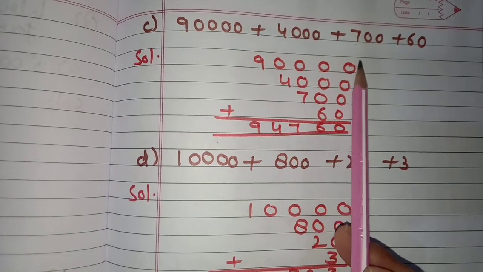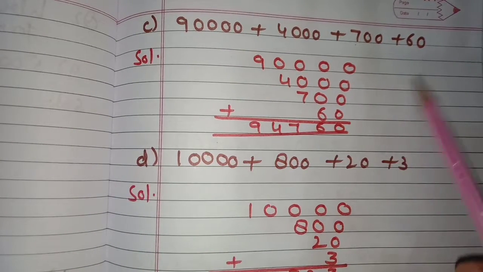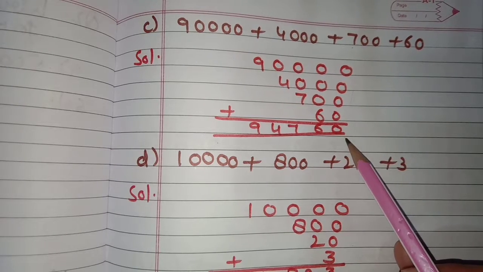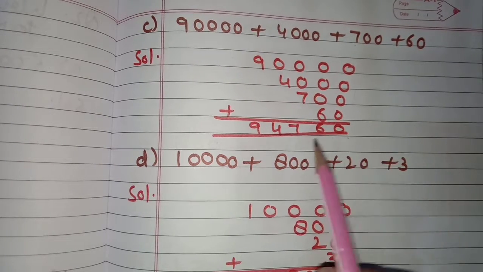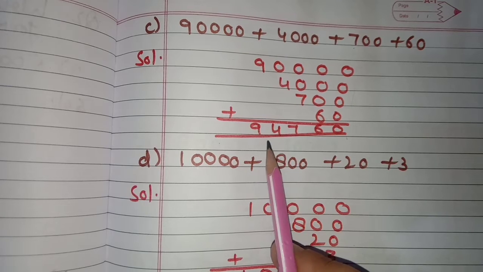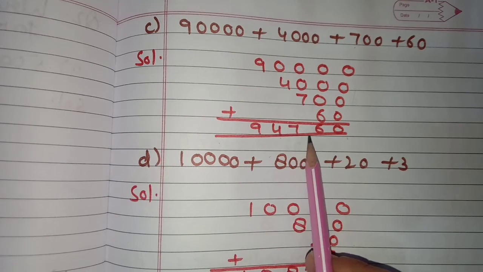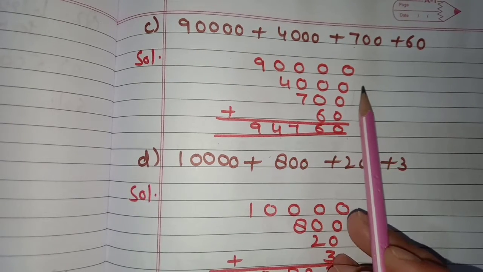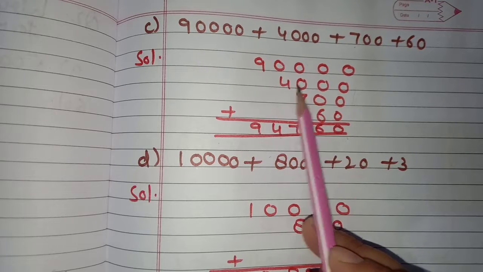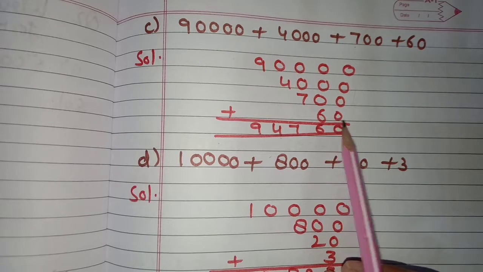Now next is part C. 90,000 plus 4,000 plus 700 plus 60. Again we have to write them in column form and then we have to add them. And after adding, what will we get? We will get the answer as 94,760, and always start writing from the ones place. Then only you will get the correct answer.